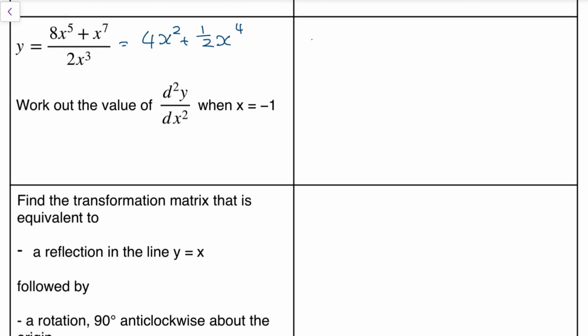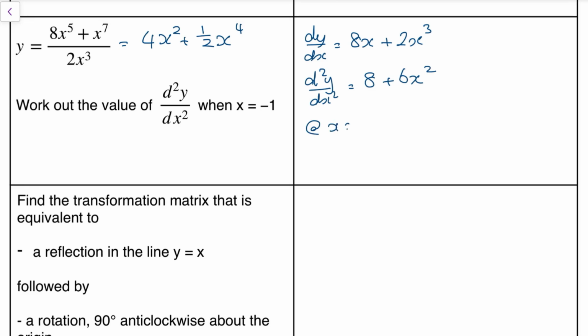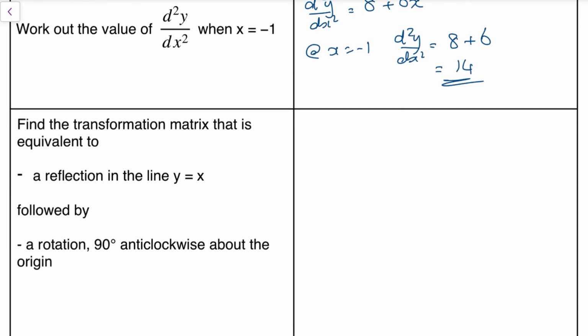That's only worked out y, and then I need to work out dy dx. So dy dx is equal to 8x plus 4 times a half is 2, so 2x cubed. And d2y dx squared is equal to 8 plus 6x squared. And then at the value x equals minus 1, d2y dx squared, answering the question, is equal to 8 plus 6 times, well, minus 1 squared is 1, so 8 plus 6, final answer is 14.